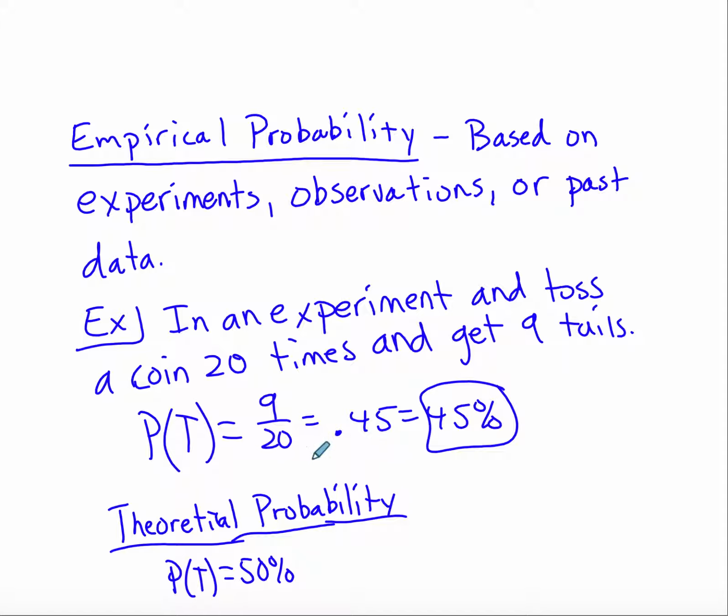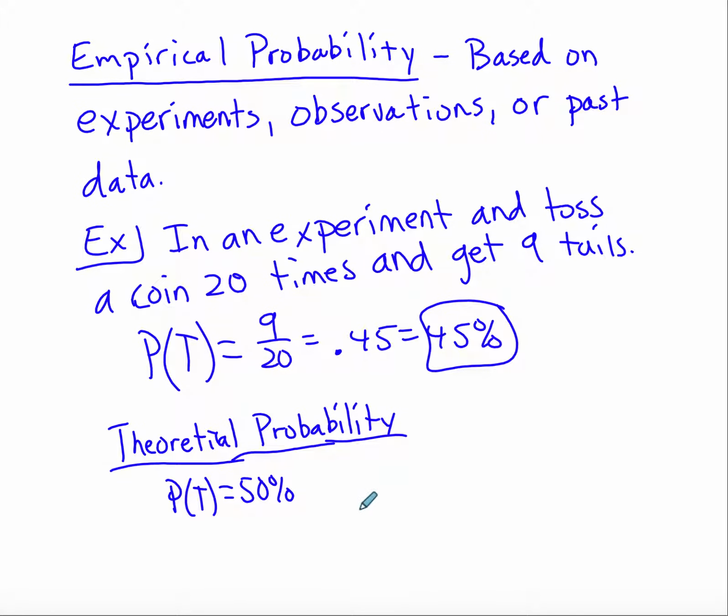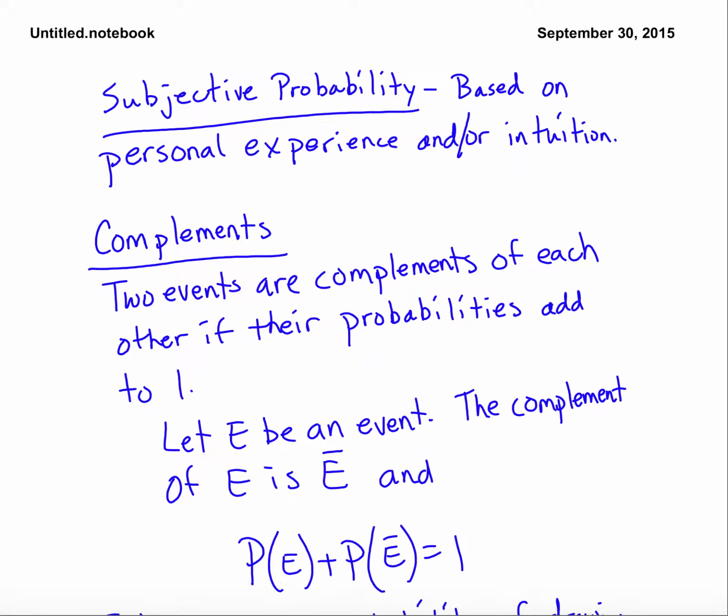And notice that 0.45 is close to 50%. So theoretically, we should get the tail 50% of the time, and that's pretty dang close. So that tells me, hey, this coin is probably a fair coin. It may not be, but it probably is, because the experimental probability is close to the theoretical probability.